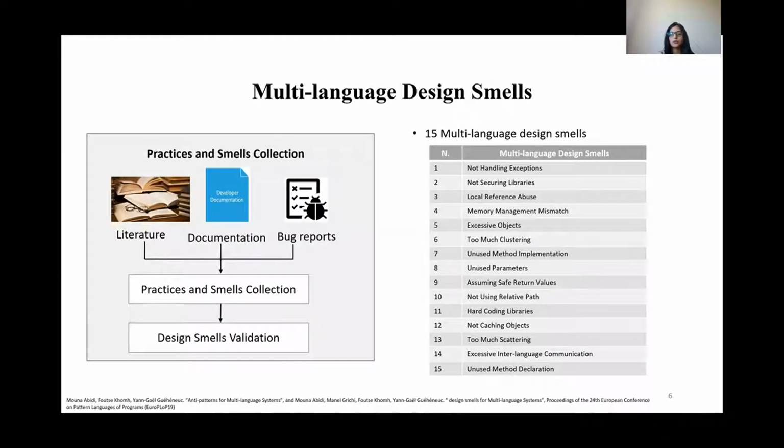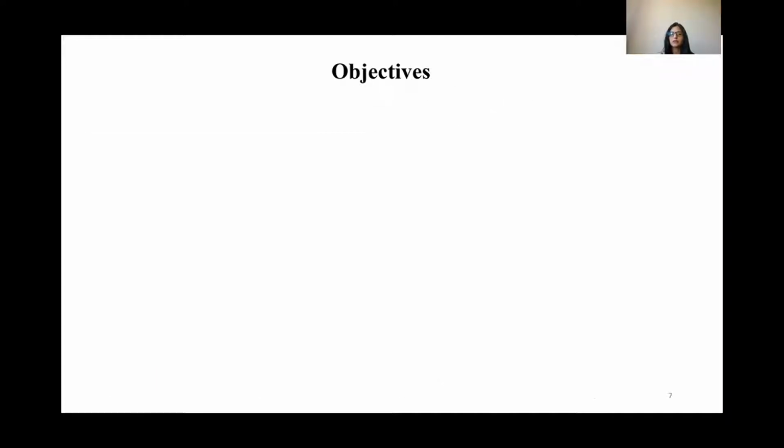With the aim of improving the quality of multilanguage systems, we previously documented a total of 15 types of multilanguage design smells, and for that we mined the literature, developers documentation, and bug reports. We extracted a set of practices related to multilanguage systems. Those practices went through a validation process, and finally we documented the 15 types of multilanguage design smells.